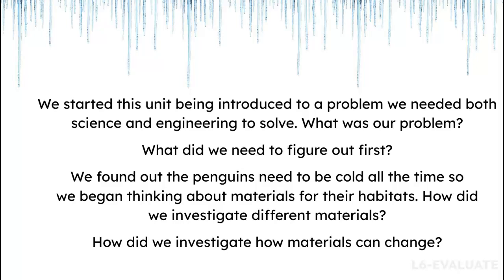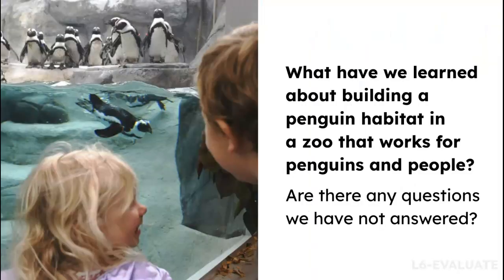You'll then invite students to gather to review what they've learned about designing a new habitat for emperor penguins coming to the St. Louis Zoo. The goal of this class discussion is for teams to revisit the learning throughout the unit and to wrap up the unit. To support student sense-making across the unit, you'll orient them back to the driving question board. You'll ask, what have we learned about building a penguin habitat in a zoo that works for penguins and people? And are there any questions that we have not answered? You'll try to wrap up any final questions on the driving question board before the end of the unit.